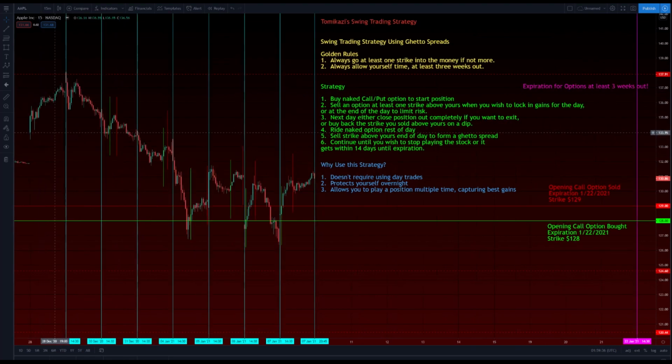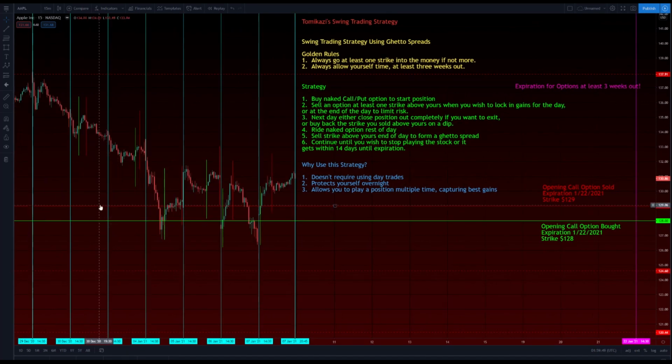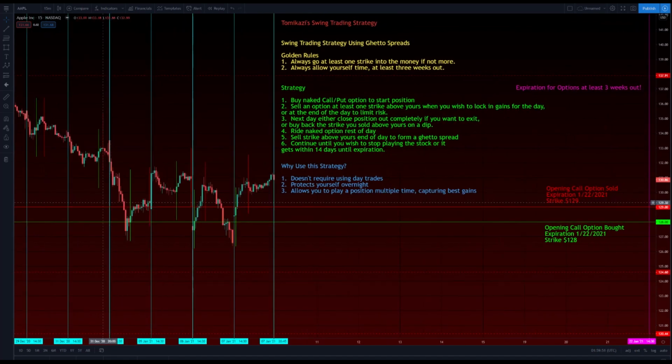What I did to highlight this was I went back and looked at the most recent low I think it would go to. That would be below this gap here, and this is where our supply zone is. So I chose the 128 for this example, and I bought a 128 call here.